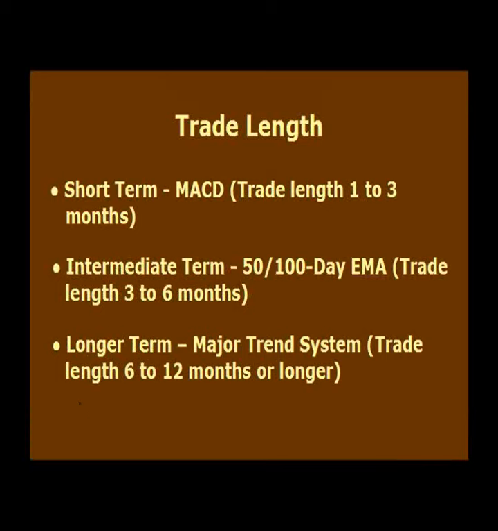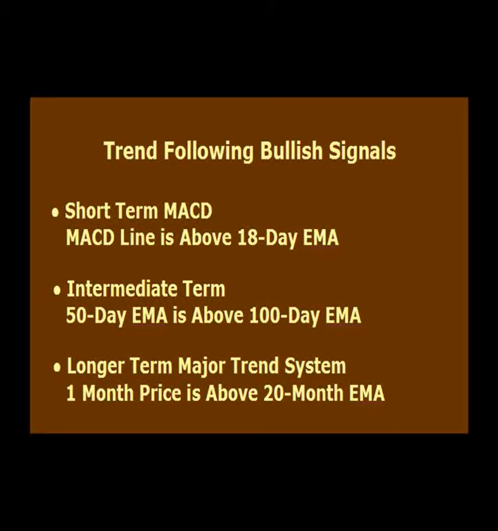For short-term trades of 1 to 3 months, I use MACD to determine the price trend. For intermediate-term trades of 3 to 6 months, I use the 50 and 100-day exponential moving average crossover. And for longer-term trades of 6 to 12 months or even longer, I use the major trend system to determine the price trend. When the price trend is bullish, we want to implement bullish option strategies, and when the price trend is bearish, we want to implement bearish strategies. In this video, we are going to focus on bullish strategies.